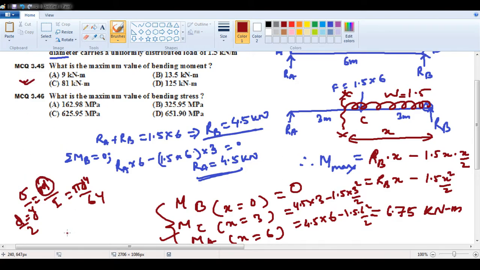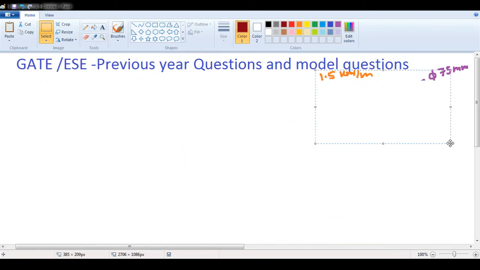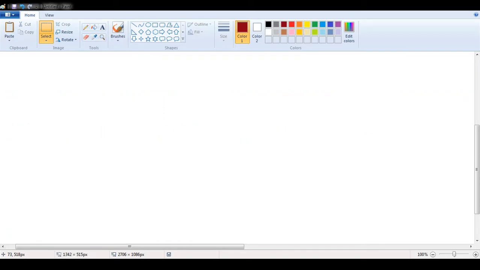The only thing we don't know is sigma, and that is what the question is asking, that is M by I into y. So the value of M, you get from this, the maximum M. So this will be the maximum stress. I is pi d to the 4 by 64, y is d by 2. So when we put these values, we get the answer. Clear? I hope this is clear to all. Right? Now we'll go to the next question.